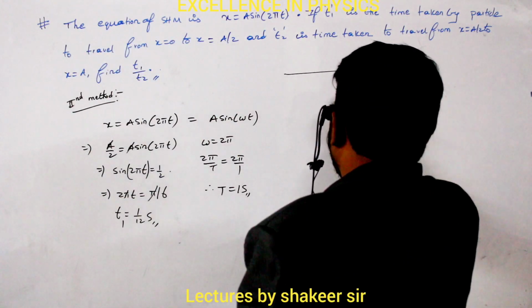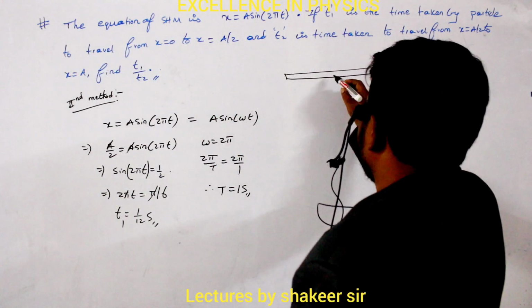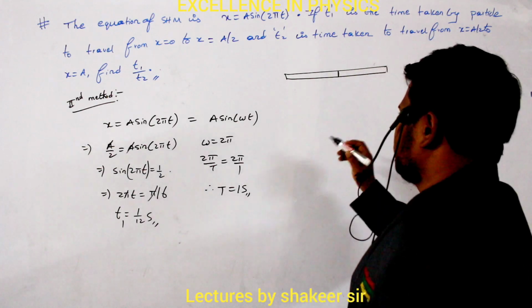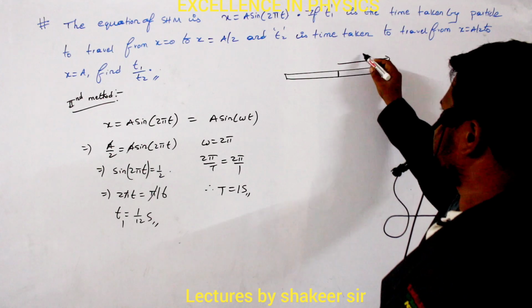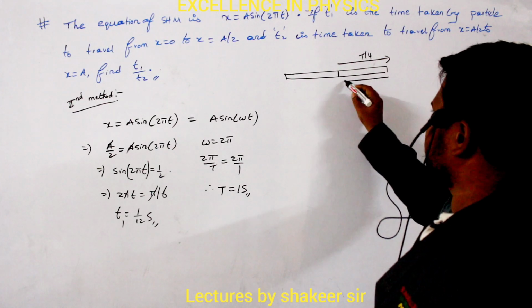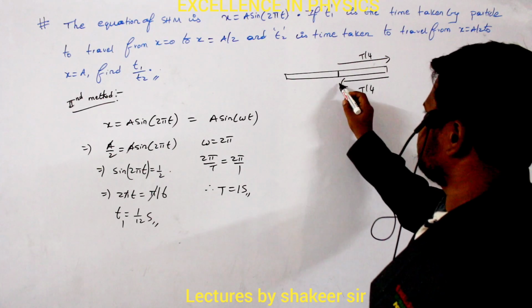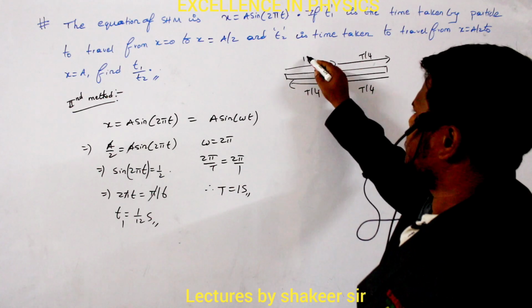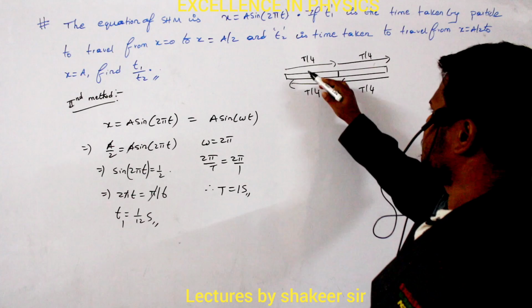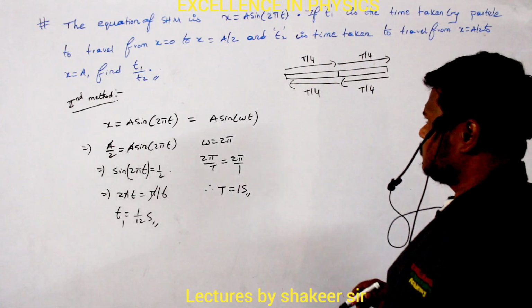Clear? So already we have discussed this one now. When the particle starts from the mean position, time period is T seconds, meaning what? It starts from here to here. So this is T by 4 seconds from here to here, another T by 4 seconds from here to here, another T by 4 seconds, and from here to here it is another T by 4 seconds. So the total time period I can divide into 4 parts.